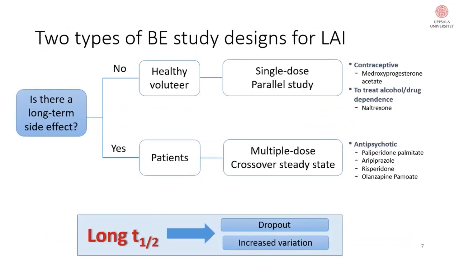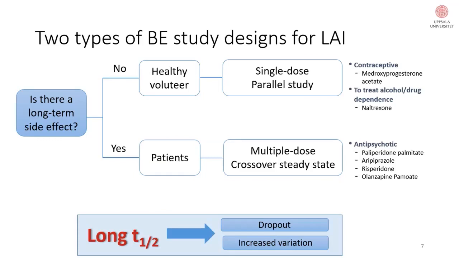But there are situations with long-acting injectables where there may be a long-term side effect for healthy volunteers that take the drug. And so then you want to use the drug only on patients. And of course, if patients are taking a drug, then you want them to have some effect of the drug, so they don't have problems. And that means that you have to keep them at some steady-state concentration, which means then that we would need a multiple dose crossover steady-state study in these situations. So here's some examples of a number of drugs where that might be the case.